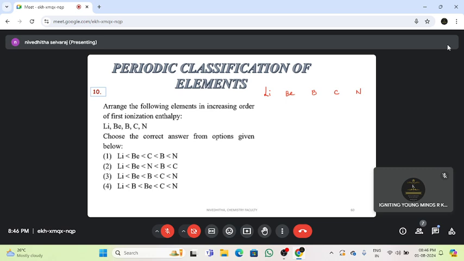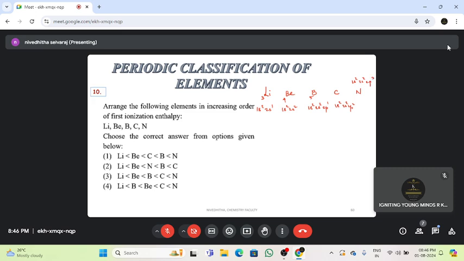The atomic number of lithium is 3, the electronic configuration is 1s2, 2s1. The atomic number of beryllium is 4, the electronic configuration is 1s2, 2s2. And the atomic number of boron is 5, the electronic configuration is 1s2, 2s2, 2p1. This is 1s2, 2s2, 2p2. And this is 1s2, 2s2, 2p3.